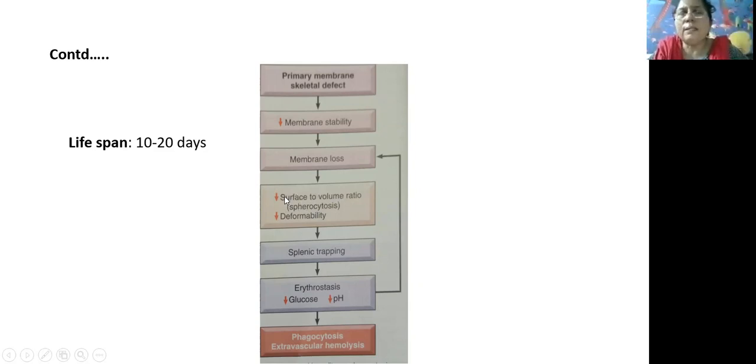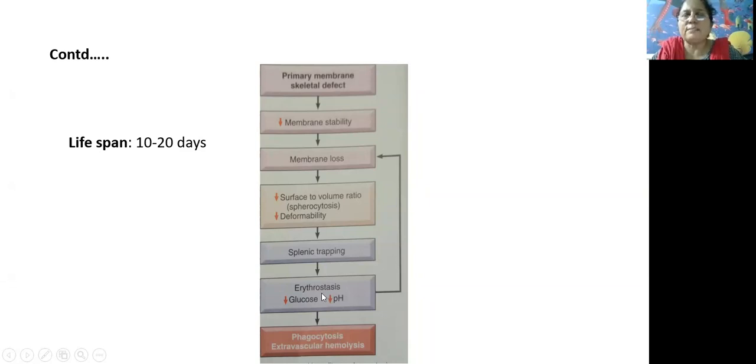But here the surface to volume ratio will be reduced. So the cells are not deformable. The spleen will trap them. And one more thing happens. Because they are non-deformable, all the cells will stagnate together in the cords of Billroth. So what happens is erythrostasis. They stay there, so the glucose content of the cells is reduced. The pH is reduced. Because of that also there is hemolysis.